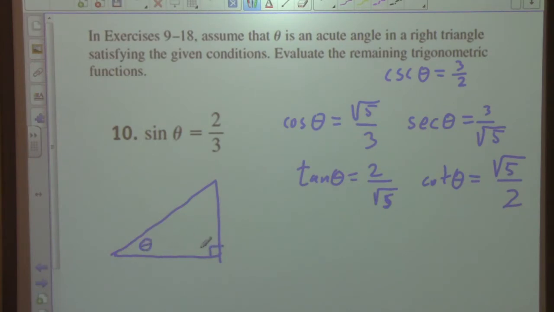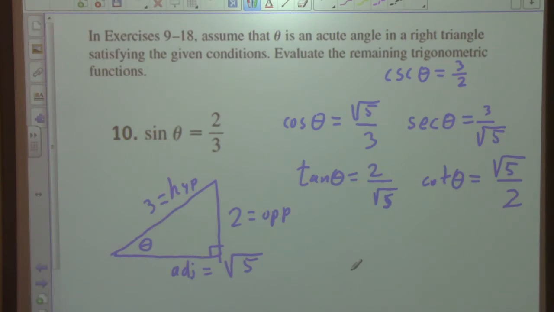Theta, okay. And so across from the theta, the opposite is x. But then I got the square root of 5. So adjacent... Oh wait, I'm looking at the wrong one. Yeah, the opposite is 2, and then the hypotenuse is 3, and then the adjacent is x. All right, yeah, looks good, right?